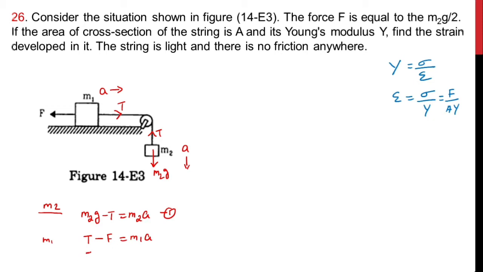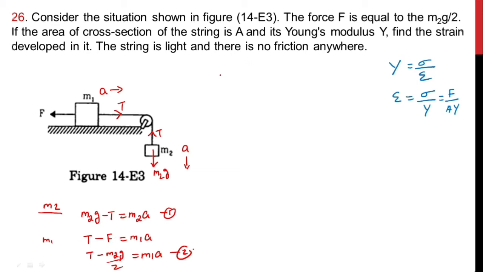That is, T minus, what is the force here? Force F is given by M2g divided by 2, which is equal to M1a. Equation number 2. Now look at this equation. We are asking for strain. Strain is equal to force divided by AY. What is the force here? The tension. So the first point is that you have to calculate the tension.